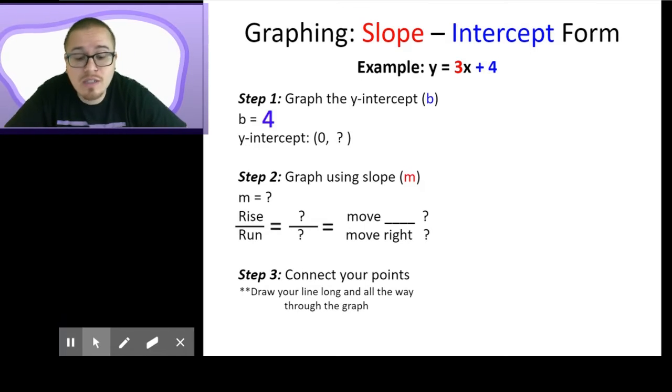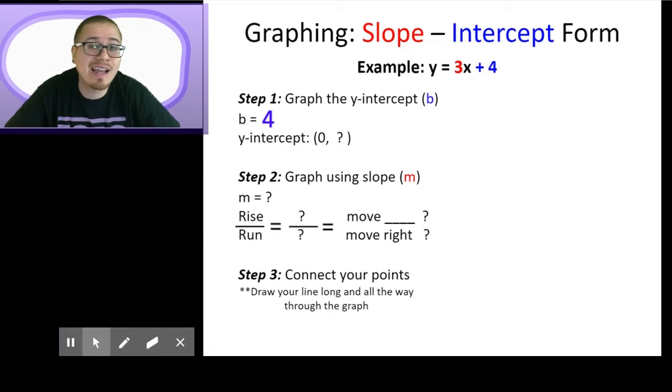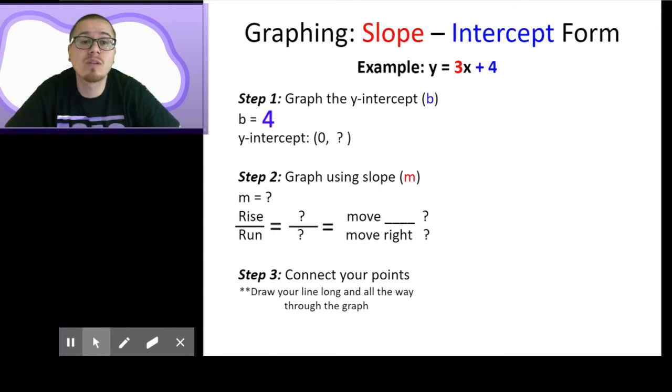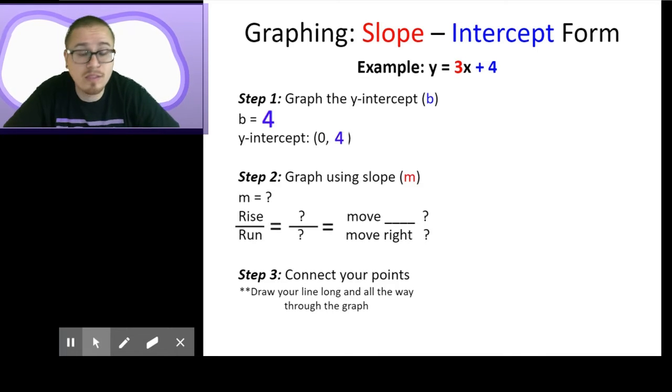So in this equation example, we got 3x plus 4, and the y-intercept is 4 because the 4 is the constant. If you just get a constant number in this equation, it's going to be your y-intercept. Y equals a number. That's your y-intercept.